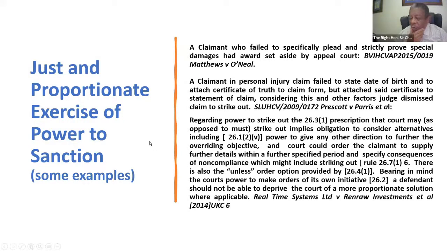Now, I just wanted to push the point that it's a just and proportionate exercise, that the court is required to exercise the power of sanction in a just and proportionate manner. And I give a few examples here. A claimant who failed to specifically plead and strictly prove special damages had the award set aside by the appeal court. I state the case. A claimant in a personal injury claim failed to state the date of birth and to attach a certificate of truth to the claim form, but attached the said certificate to the statement of claim.